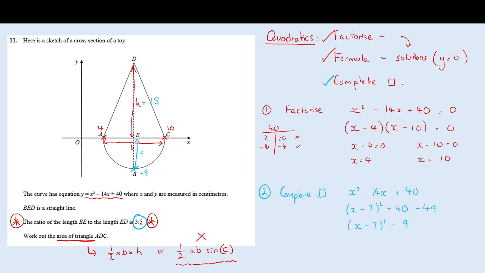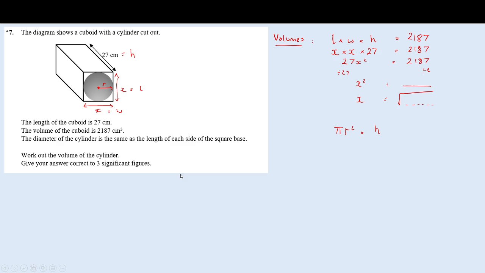I know that my base is 6 because it goes from 4 to 10. I know that my height is 15, going from E to D. So now I can use my half base times height. Now these questions had been stripped of some structure. There was like a part A, a part B, and a part C to all of these questions. So they were on purpose that little bit more difficult, but it highlights how you can get started with a question.